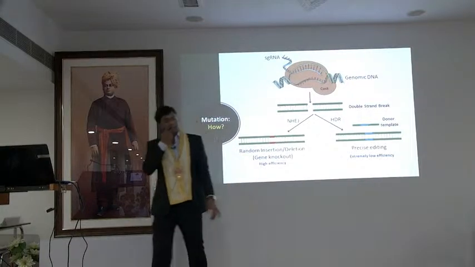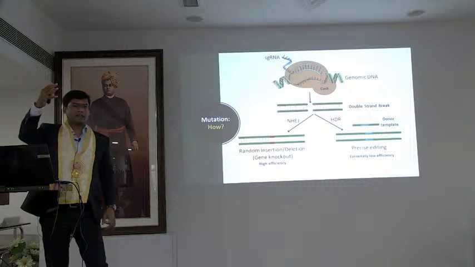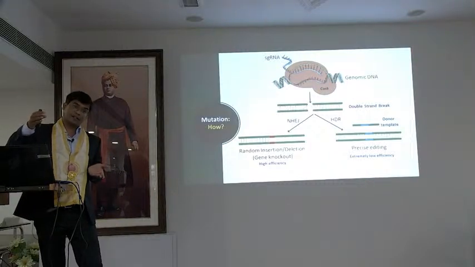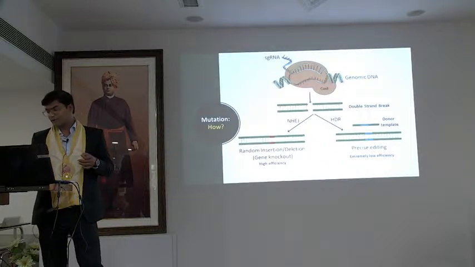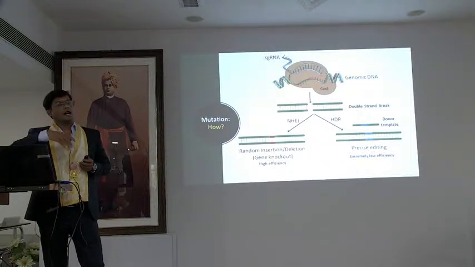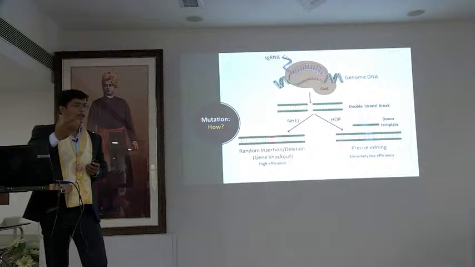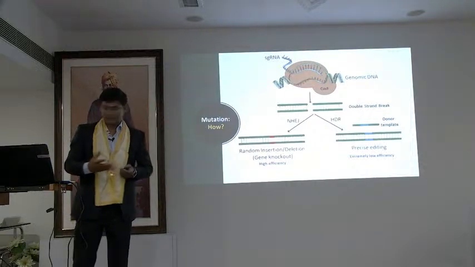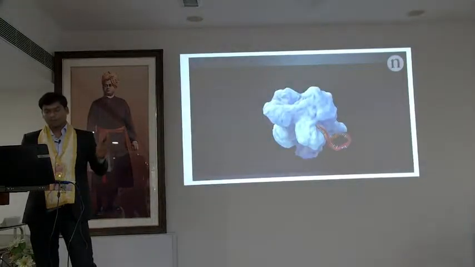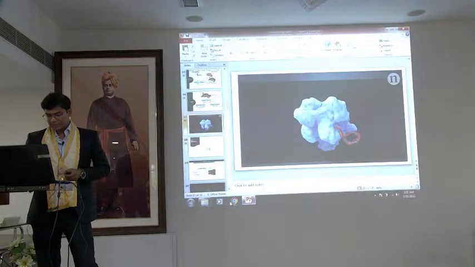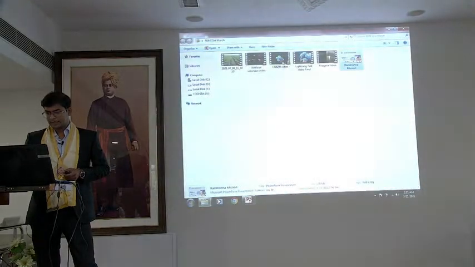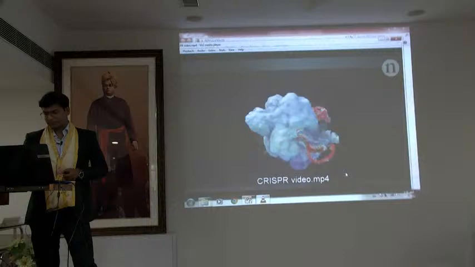But it happens in plants and animals at very high efficiency. We got more than 80% efficiency in our experiments. Suppose for plants, I can give you an example: if I generate 100 plants, out of 100 you can get more than 70 plants edited. So this is very high efficiency. Okay, so have you got this point? So let me just play this video for you so that you will understand better.